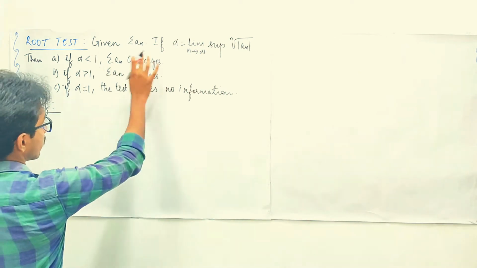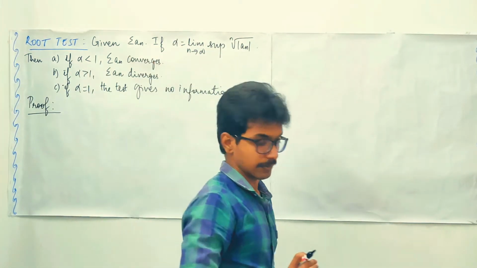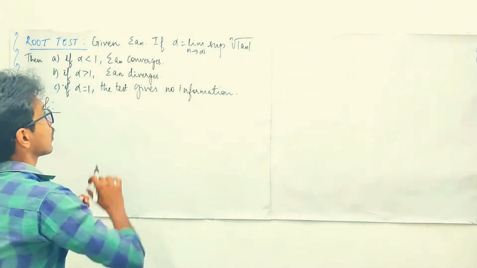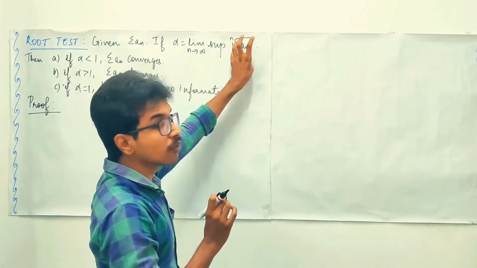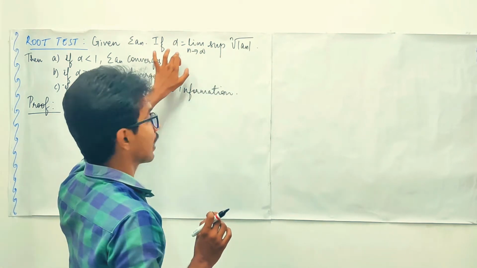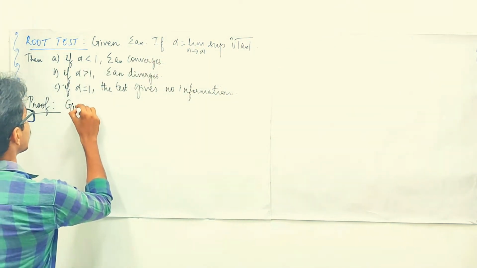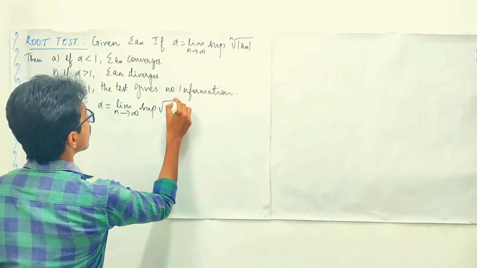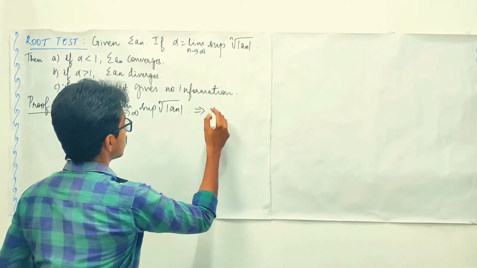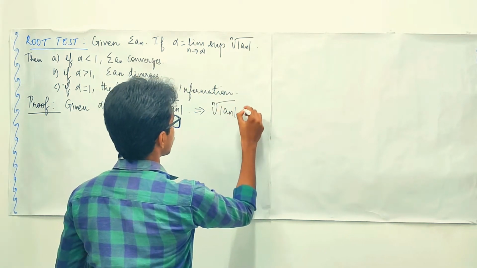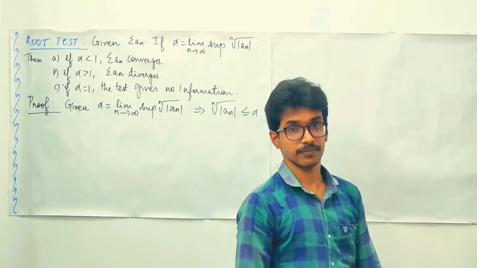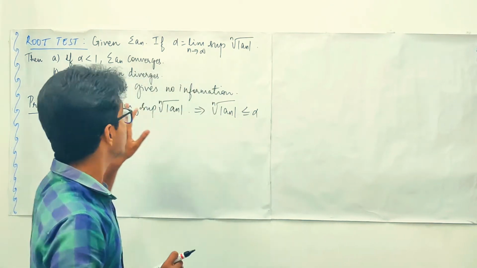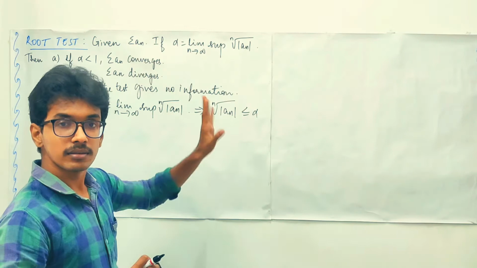Here this is what you will have to clearly look at. It is the limit of supremum, which means what? This value will be smaller than or equal to alpha. We are given the information that alpha is the limit of supremum of nth root of absolute an. This implies your nth root of absolute an will have to be smaller than or equal to alpha. This we will have to remember for sure, because this is the idea. This we will consider for proving the upcoming things.